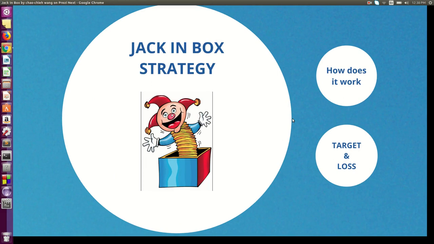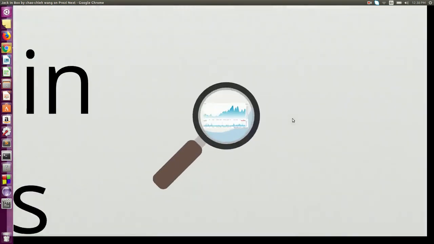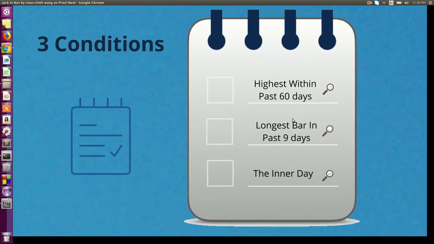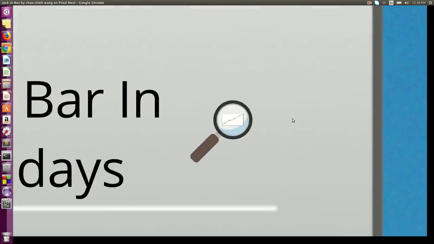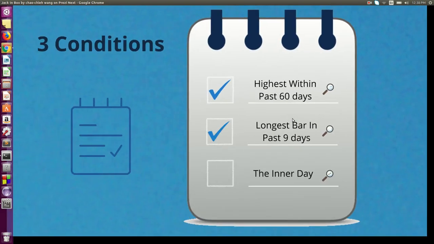So I'm going to explain how it works. To meet the Jack in the Box strategy, it has to pass three conditions: the highest within the past 60 days, which is also called the expansion breakout days, and the longest trade in the past 9 days, and finally the inner days.